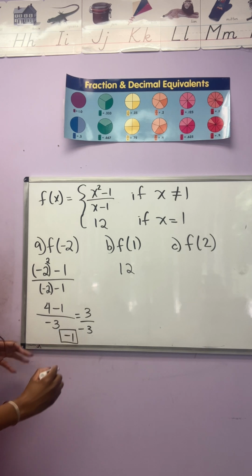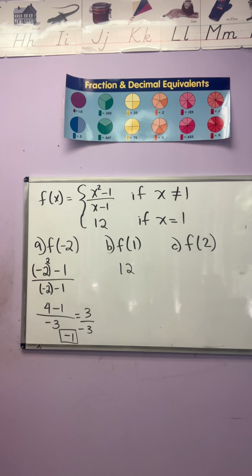So that's it. We did have to plug in because it says if x is not equal to 1, and negative 2 is not equal to 1. So we're just going to use that top equation and plug it in. You have 4 minus 1, which is 3, and then negative 2 minus 1, which is negative 3. 3 over negative 3 is negative 1. Now this one, where x is equal to 1, then that's just 12 because that's just it.